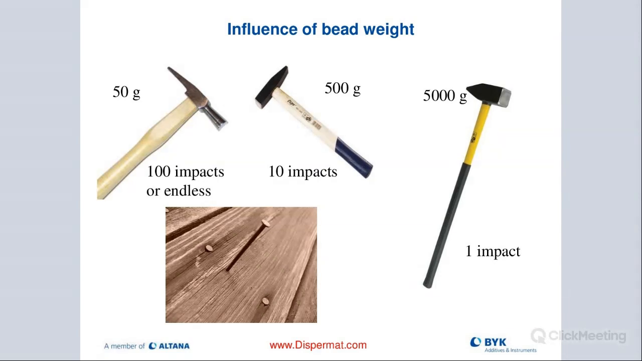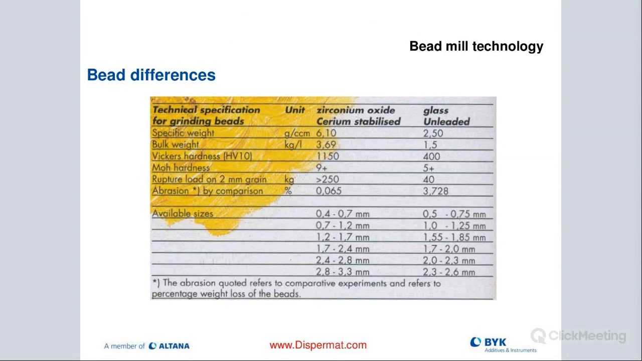So also, this is a great slide showing you the influence of the bead weight. If I have small beads, it's almost like I have a small hammer and I need to have many blows before I can drive the nail into my board. That's kind of the same thing in the milling process. And if I have a larger bead, it's like using a larger hammer, one blow and the nail is already in the board. So you always want to look at the kinetic energy influence for the milling process.